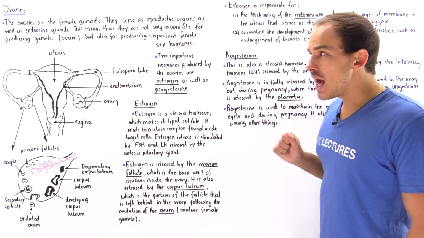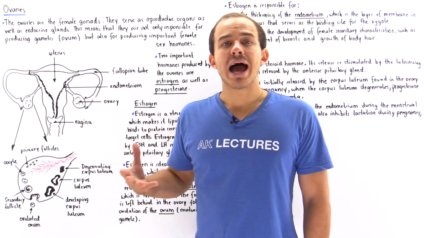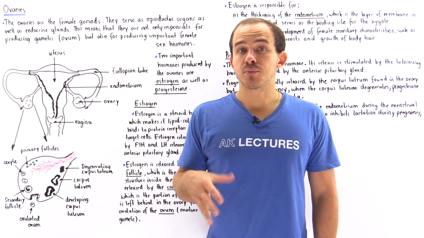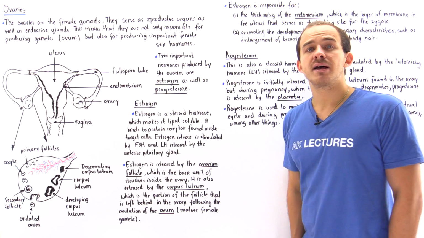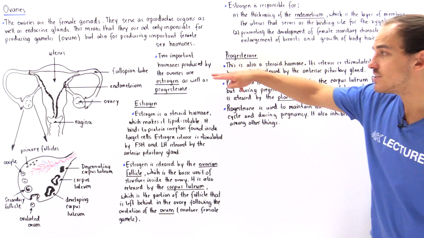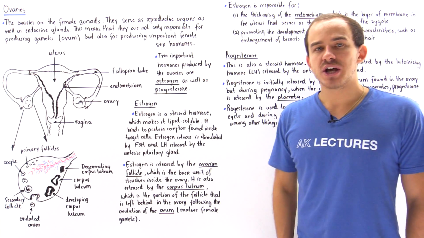Now, not only that, but the ovaries also act as endocrine glands. They produce and release special types of hormones known as the female sex hormones. So they produce estrogen as well as progesterone.